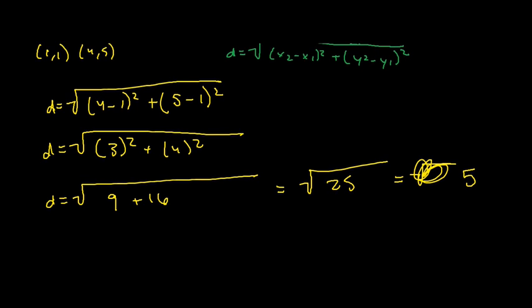Not hard at all. But let me show you exactly what's going on in the graph, because I find it easier to remember when you can see what's going on visually. So let me make another graph real quick. There are only 5. So 1, 2, 3, 4, 5. 1, 2, 3, 4, 5. So we have 1, 1, and 4, 5. Now let me make a nice straight line.